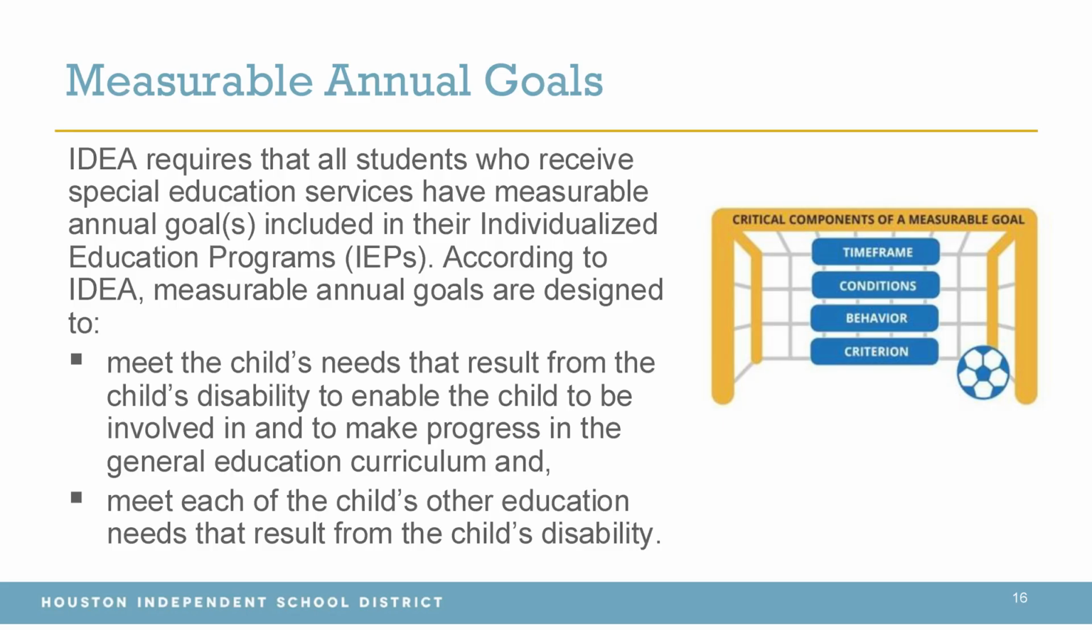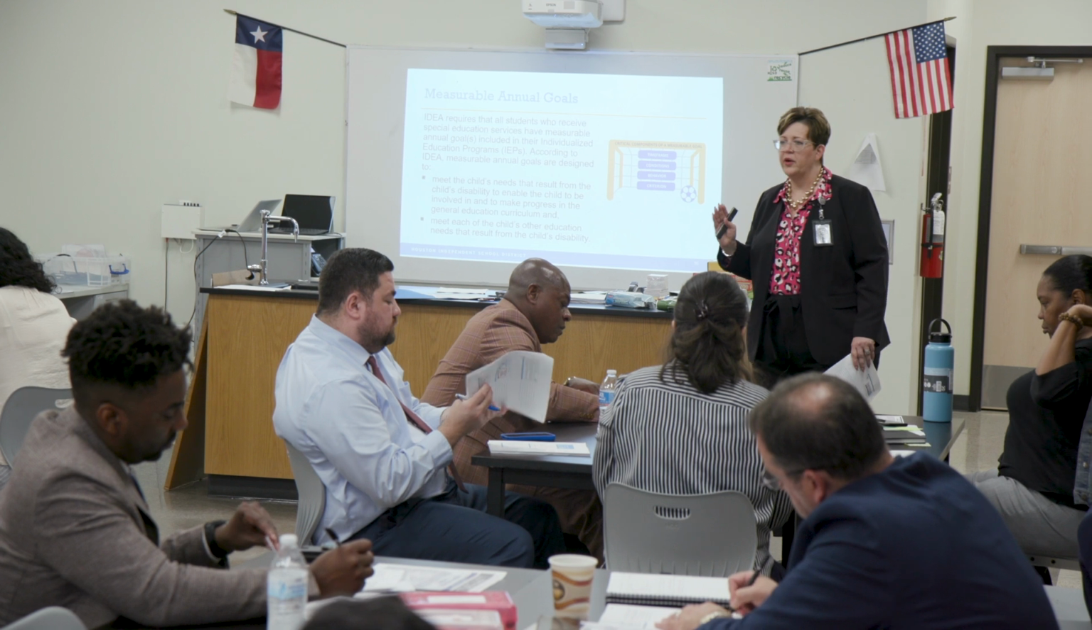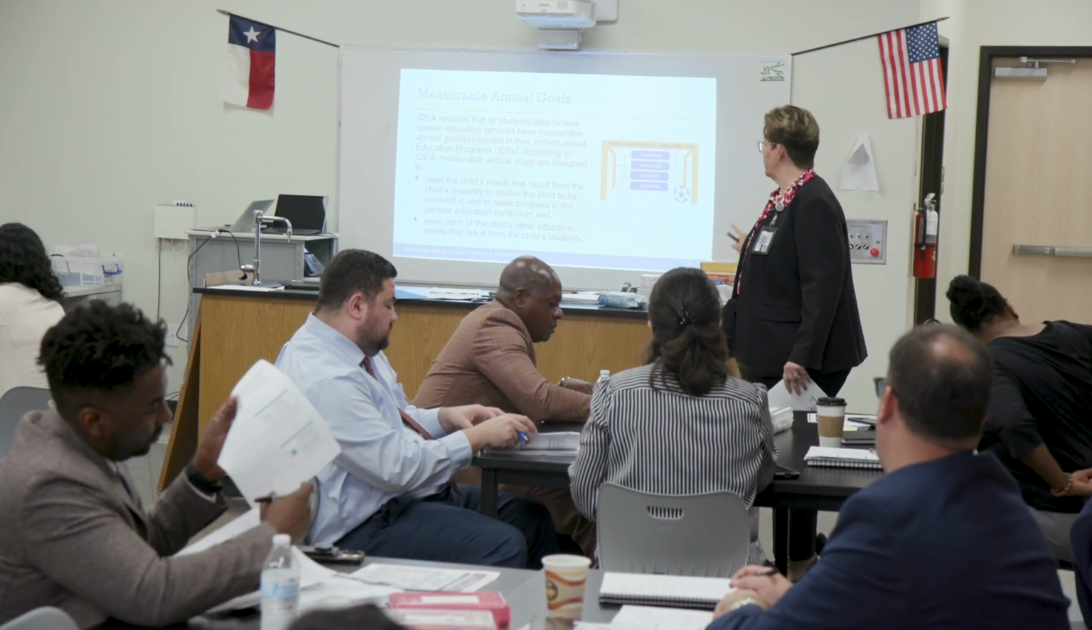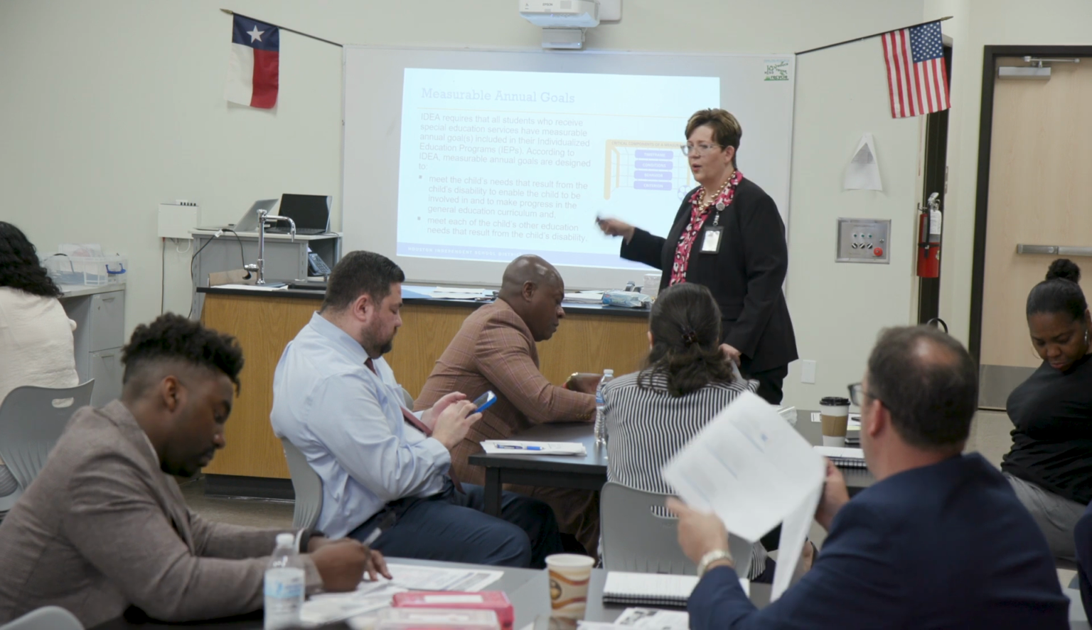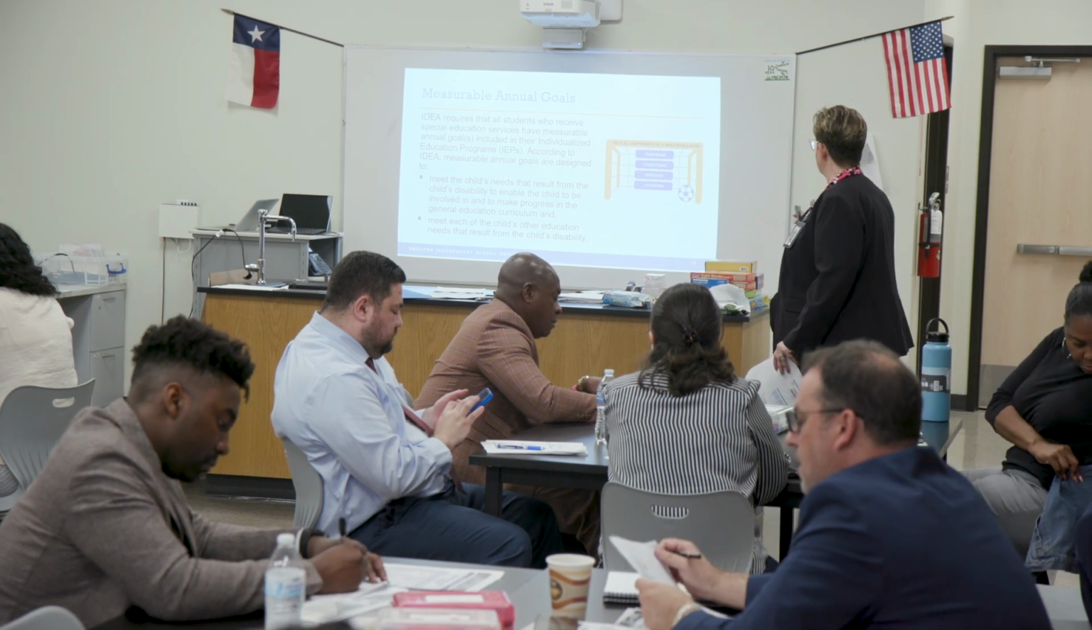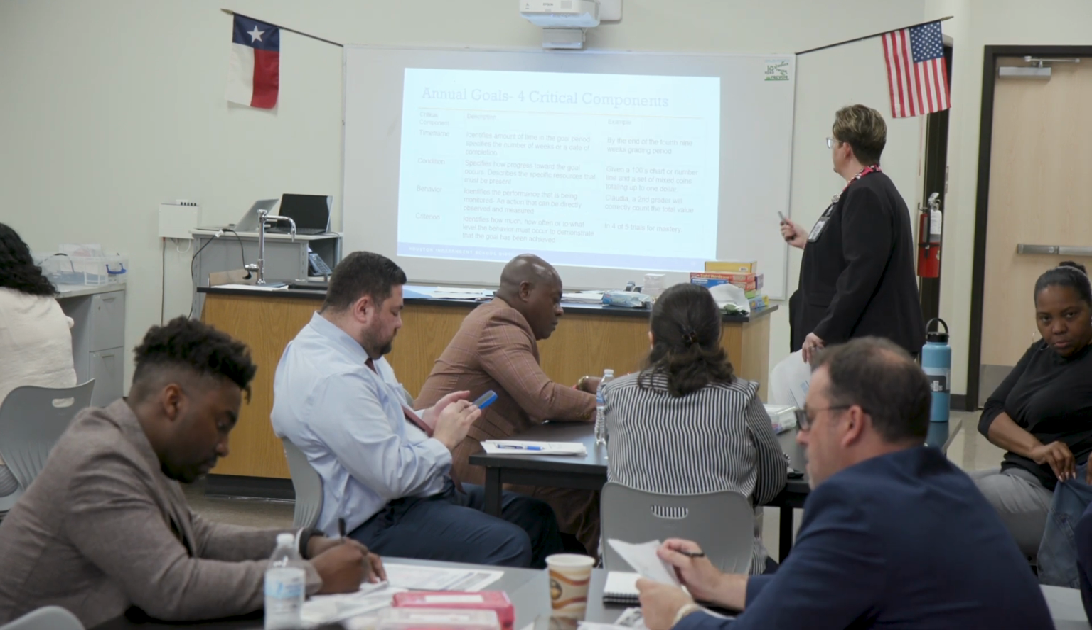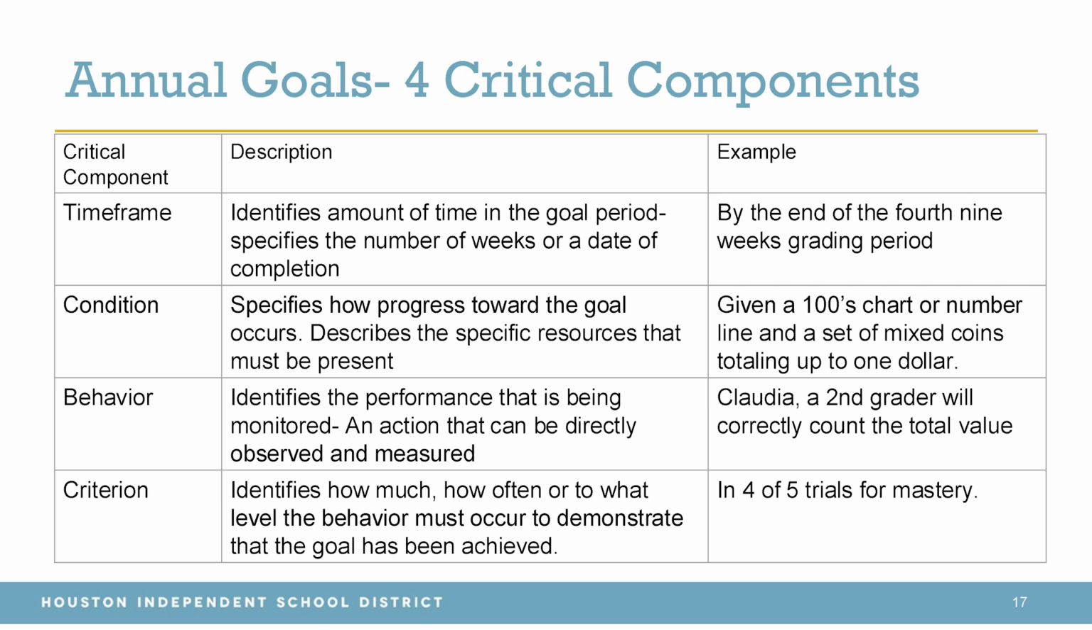So, looking at measurable annual goals, there are 4 key components here, and you see them in the goal. The time frame, the condition, the behavior, and then the criterion. Why is this important? Thinking about that last one, the criterion. We're going to go through some examples. I think there'll be an easier way to look at this. So take a look at this chart here.